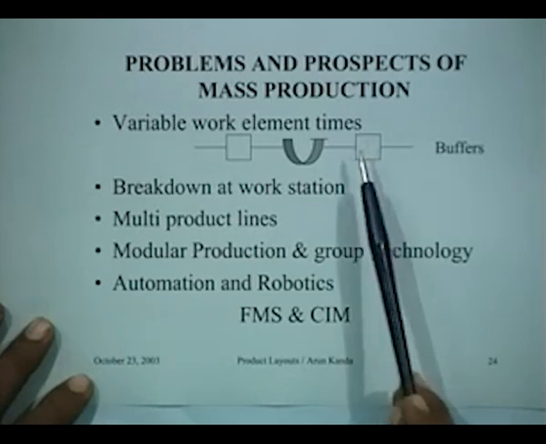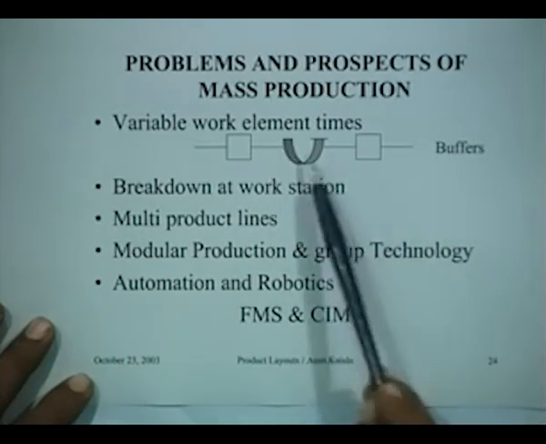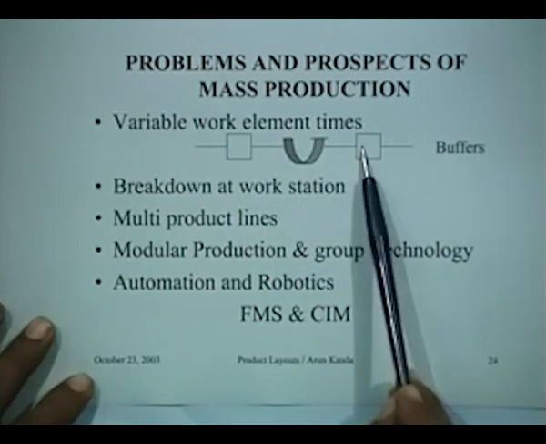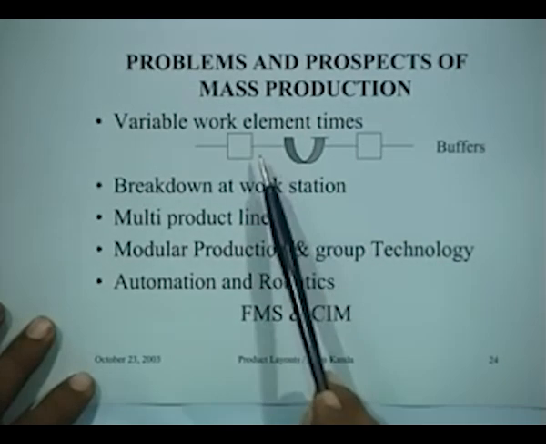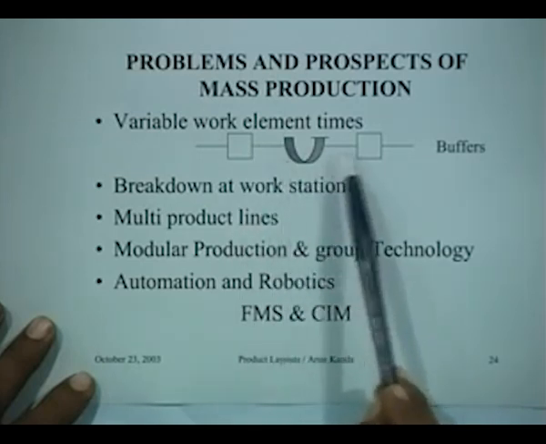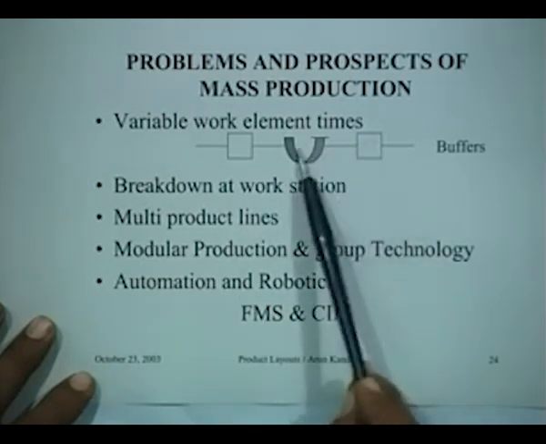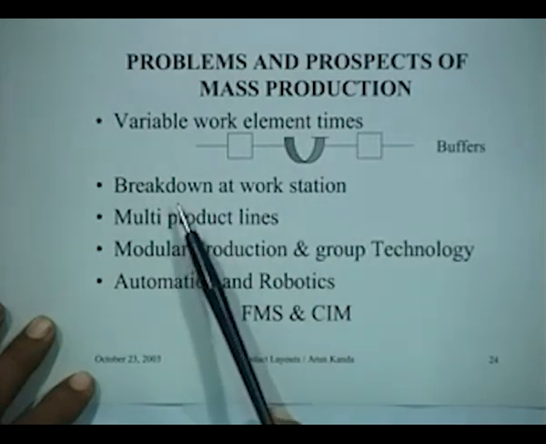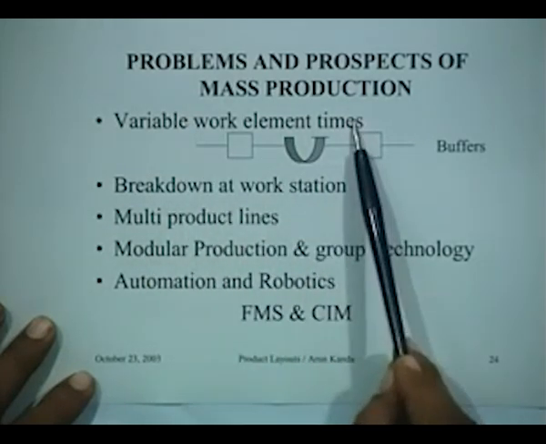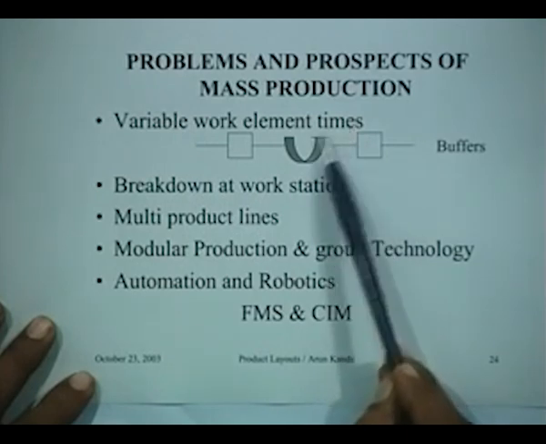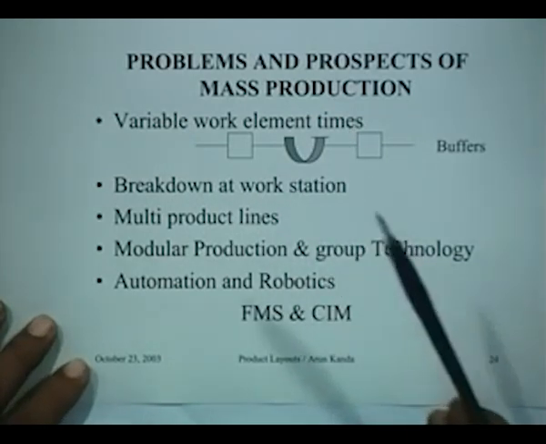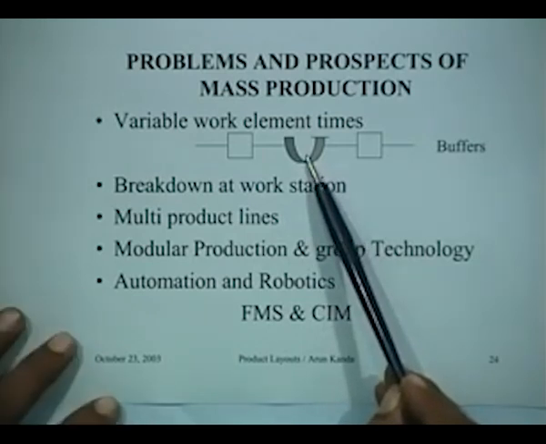So what is done, in order to deal with this problem, is that buffers are provided in between the tasks. So what can happen is, even if this fellow is slow or this machine is slow, this particular person can keep on operating from these buffers. So this is the effect of the variable work element time. And in fact, this problem of finding out the optimum buffer is an optimization problem. It's a problem which can be determined.